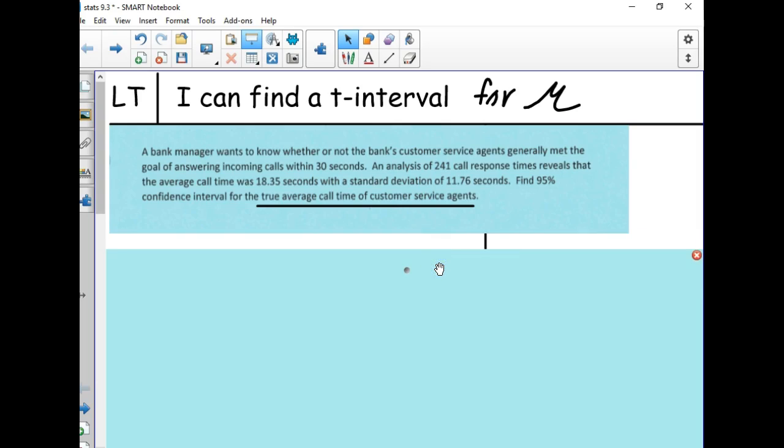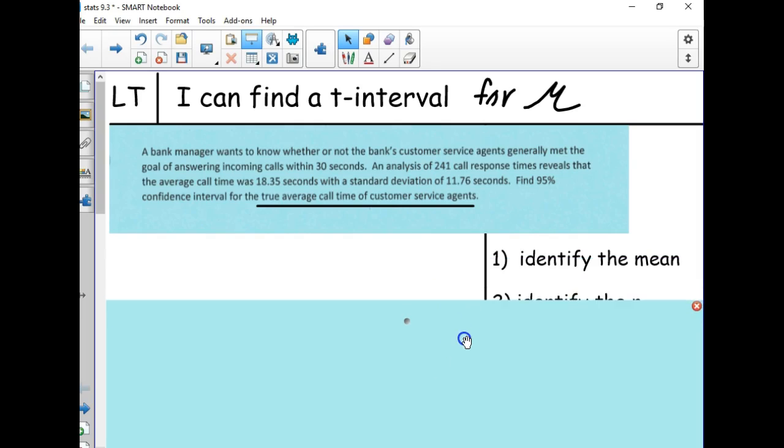Now, when we're constructing an interval, when you get to college, you'll have to go through the conditions for why we can use what we're using. But for now, we're just going to go through the basic mechanics of how you get this interval. So the first thing when we find the interval, we want to identify the mean. The mean will always be given to you.